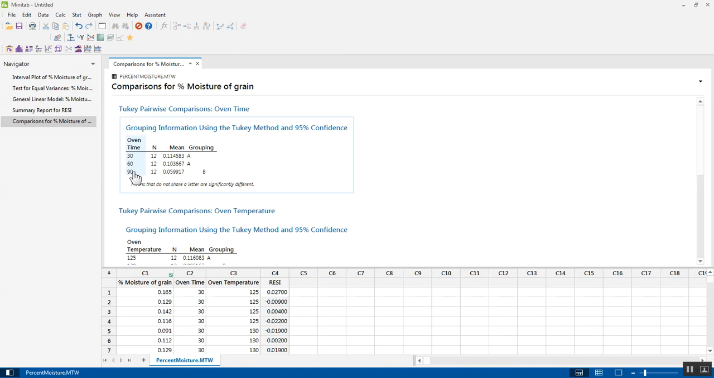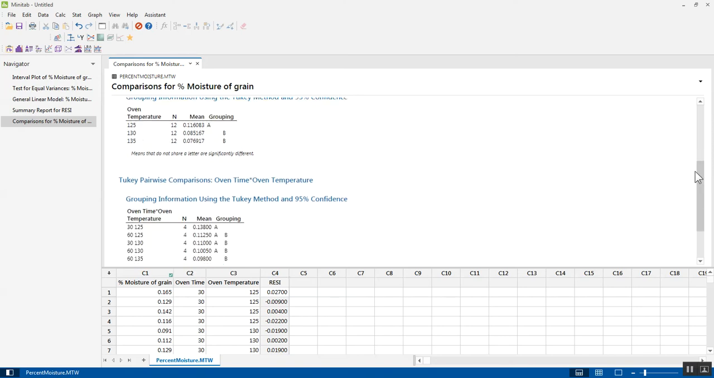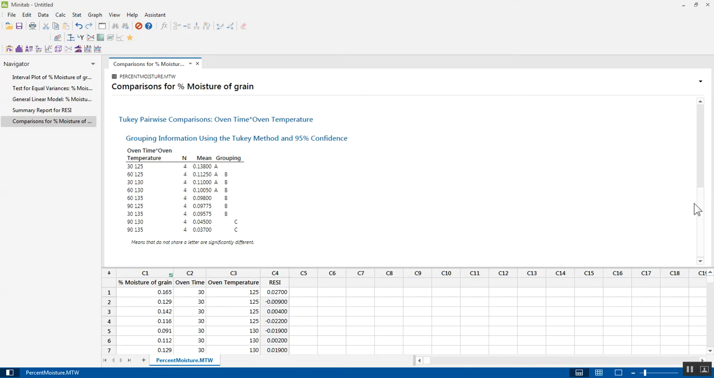We can see then the oven time of 90 minutes gives a significantly lower mean moisture content compared to 30 or 60 minutes. What we're really interested in, though, is these interaction terms down here. Look, we've got all of these groupings here: if we share a letter, means that do not share a letter are significantly different.